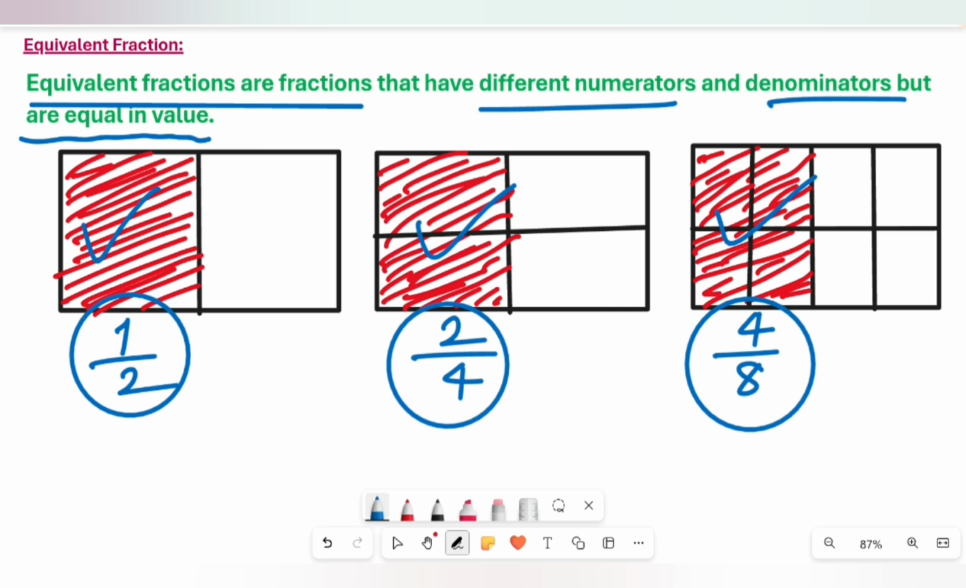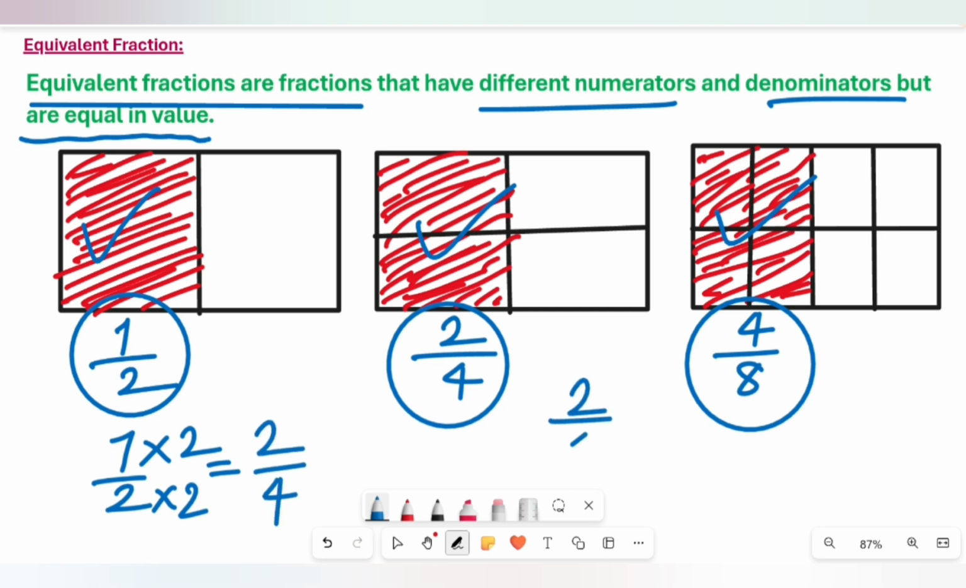This type of fraction is called equivalent fractions, and equivalent fractions are obtained by multiplying the numerator and denominator by the same number. Here, I am multiplying 1 by 2 with 2, so this will be 2 by 4. Further, if we multiply 2 by 4 with 2, we get 4 by 8. So this type of fraction is called equivalent fractions.